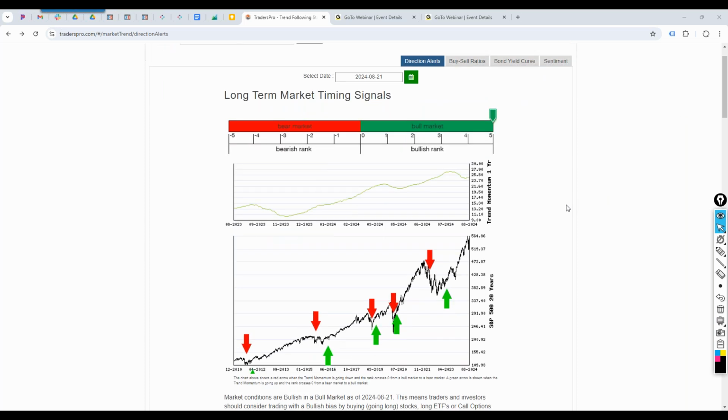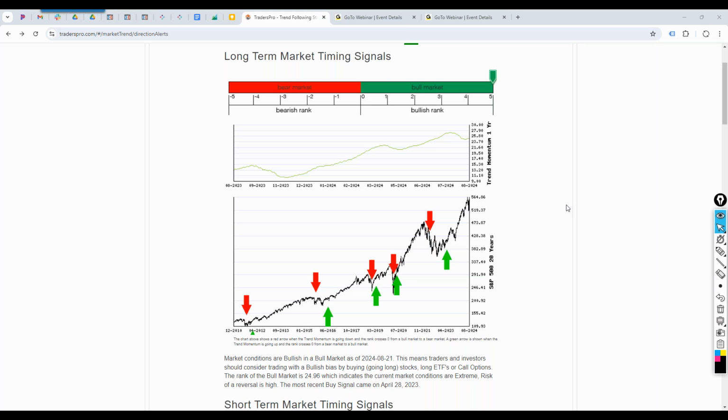Market conditions. We'll start out with current market conditions as far as the long-term signal. We know where that's at. We know that we're sitting at the upper end of this range. We've started to pull back here on the momentum rank. This is the one-year trend momentum rank. It also corresponds to this number right here, bull market rank of 24.96. So essentially that's just telling us the magnitude of the trend, and obviously 0 is the cutoff point right here between bullish trend and bearish trend.